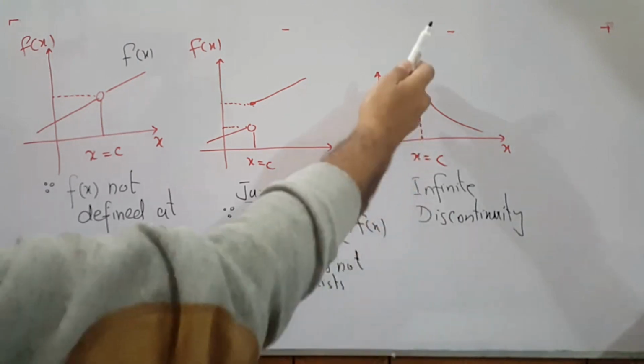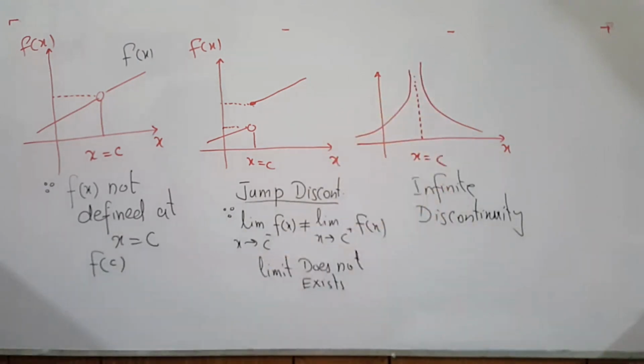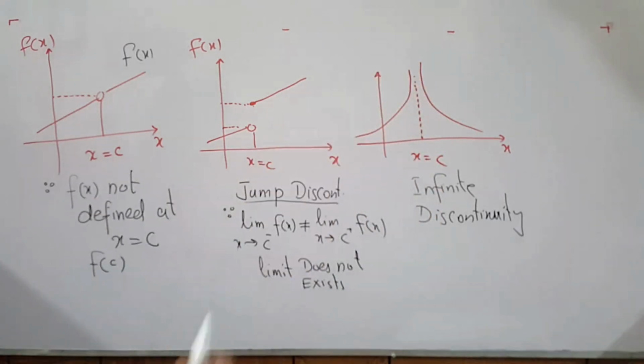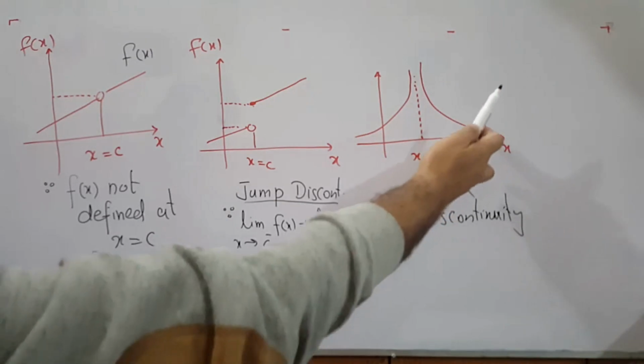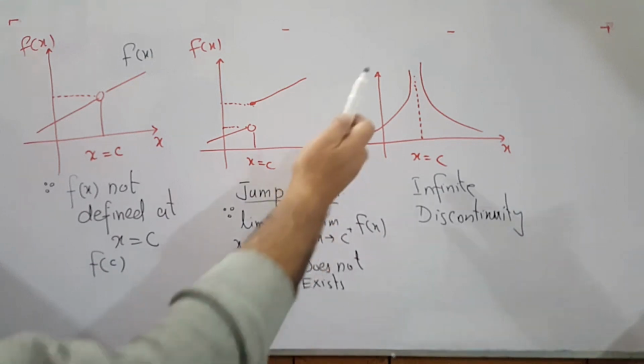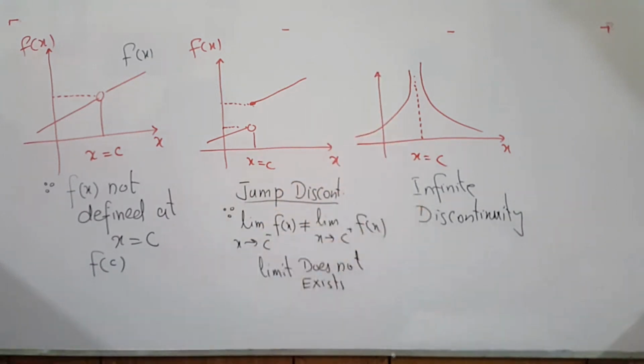And then if you have a function of this type, where if you approach c from the left side it gives us positive infinity, and if you approach c from the right-hand side it also approaches positive infinity, then we call this infinite discontinuity.